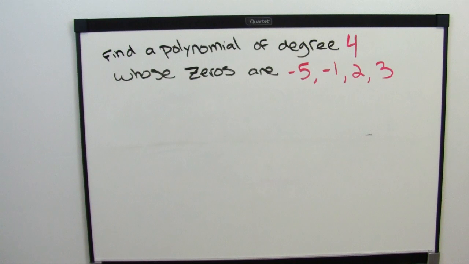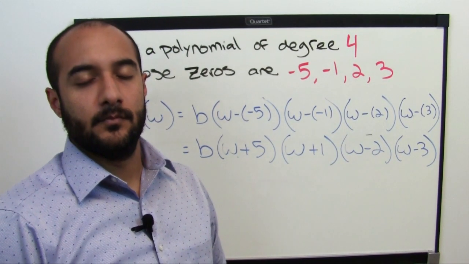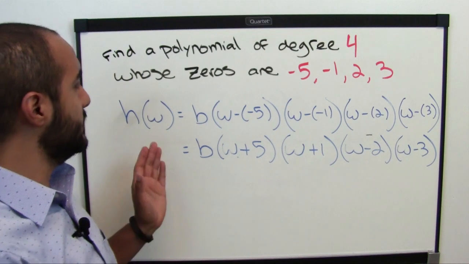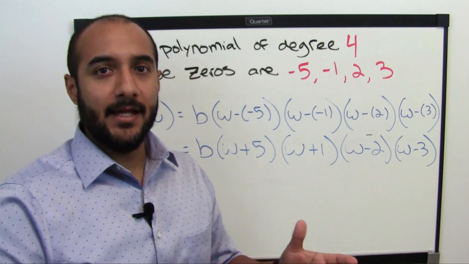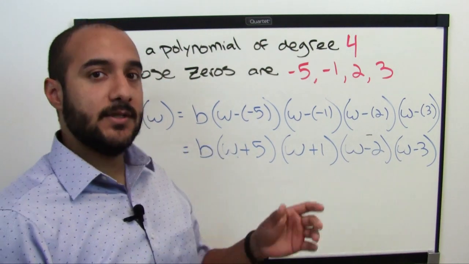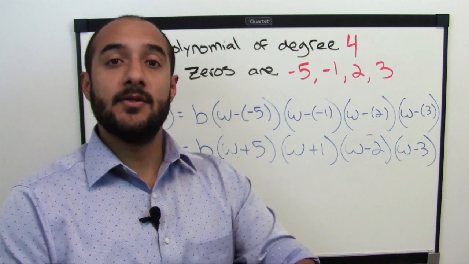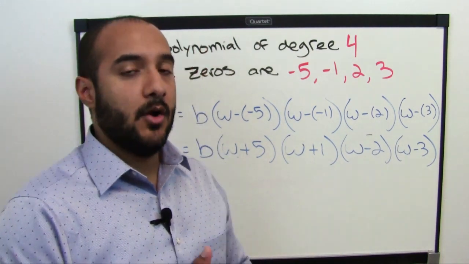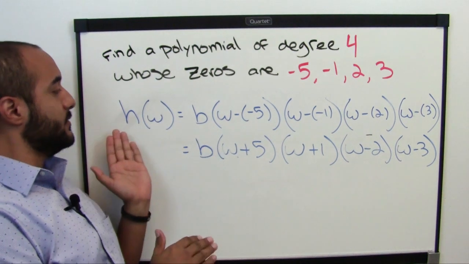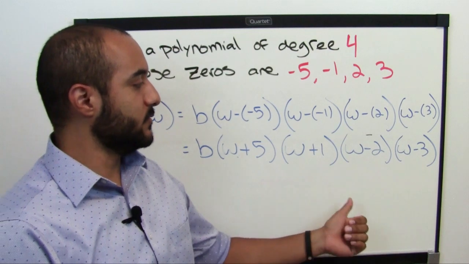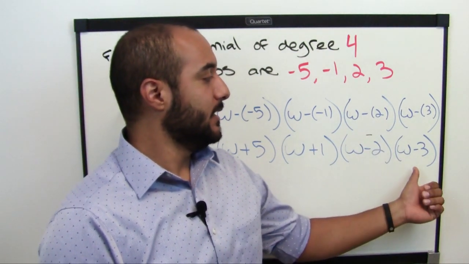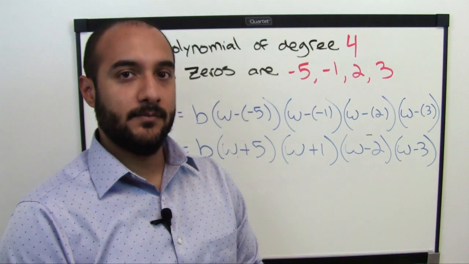Go ahead and try this problem, and I'll show you the answers in 3, 2, 1. Okay, so here's your final answer. I decided to use h, w, and b. Do I have to use f, x, and a? No, I don't. I wanted to use these so that in case you see different variables, it doesn't throw you off. Just don't get comfortable only using x's. So here your final answer is h of w is equal to b times w plus 5 times w plus 1 times w minus 2 and times w minus 3. Let's go ahead and keep going.